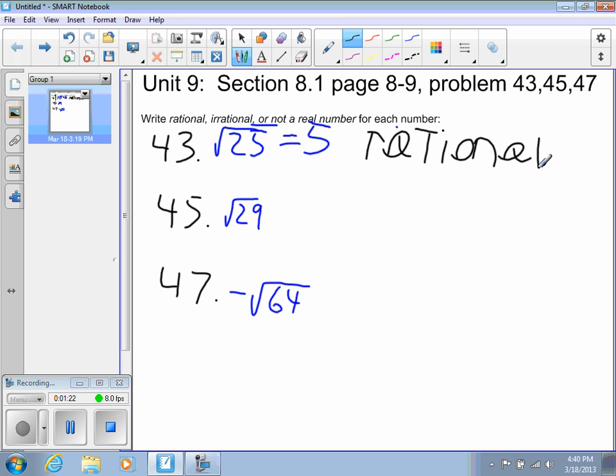Okay, on the other hand, the square root of 29. So it happens that 29 is prime. So we can't even simplify it. But even radicals that can be simplified, if they're not a perfect square, the number's irrational.